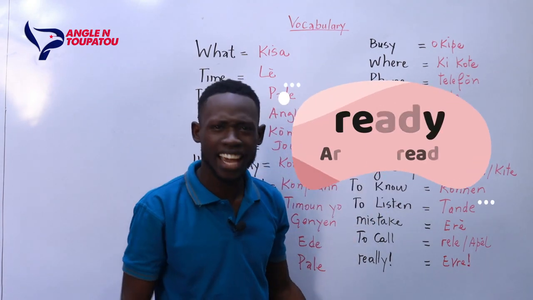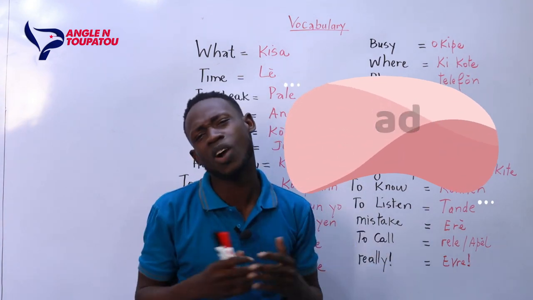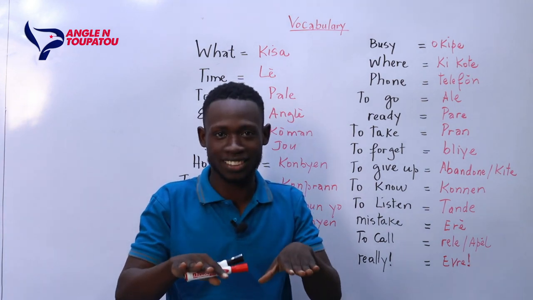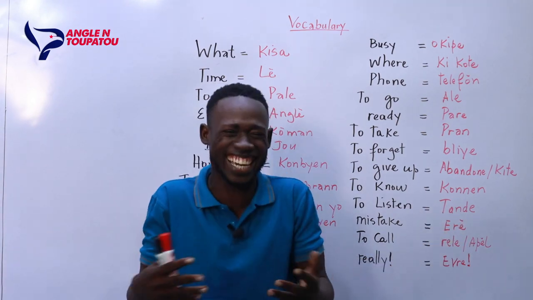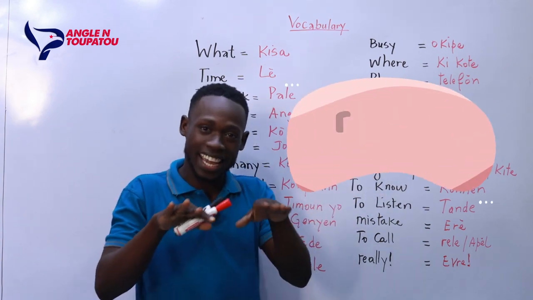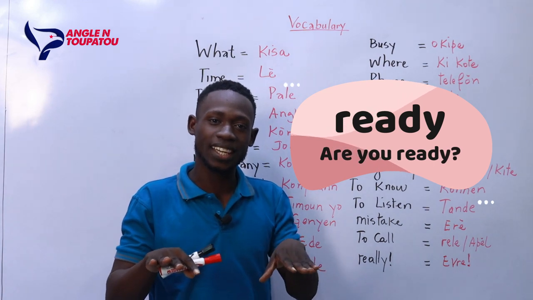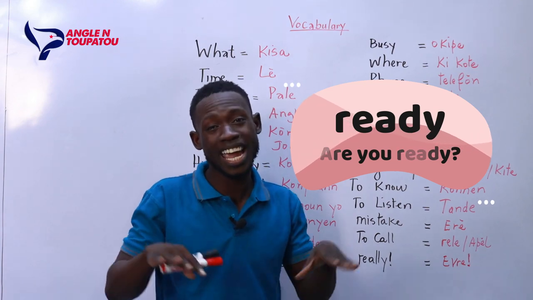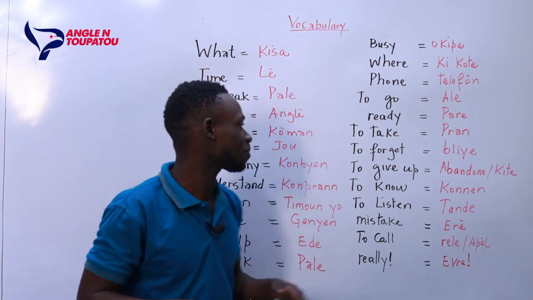Ready. Are you ready to learn English with me? Oh, I'm going to be teacher. I'm going to be teacher. Calm down. Number one, take it easy. Take it easy. So, my friend, you know what? Hello. And I'm going to be ready. Ready. Are you ready? Are you ready to learn?